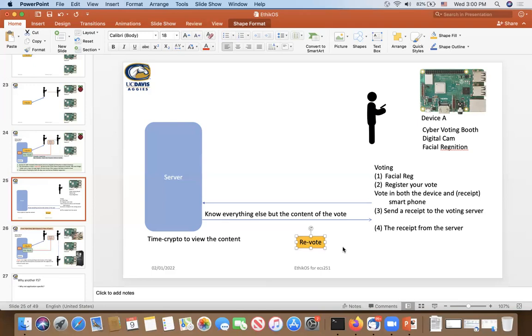And then it will not be collected until the end. You have to physically come and collect. Right. And this is actually going just to tell the server that I am actually in front of the real device. Sorry, just an identity verification. Not only identity, I want to know if that machine is actually from the voting office.